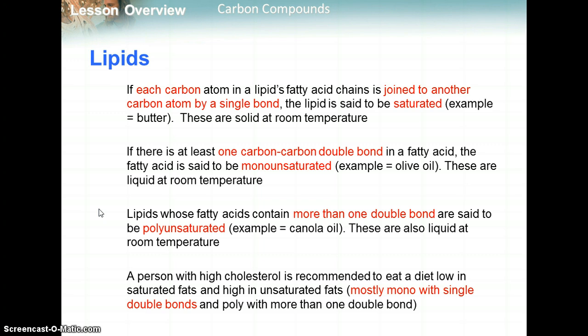When a person has a high cholesterol problem, it's recommended that they eat a diet low in saturated fat, because these are the fats that cause blockage in your arteries since they can form solids easily. It's recommended to have a diet high in unsaturated fat, more monounsaturated fat with that single double bond, and some polyunsaturated fat. Because these are liquid at room temperature, they don't clog your arteries like a saturated fat would.